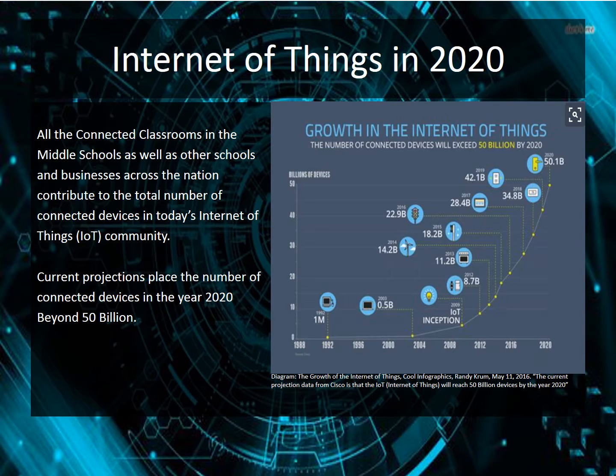All the connected classrooms in the middle schools, as well as other schools and businesses across the nation, contribute to the total number of connected devices in today's Internet of Things community. But IoT reaches beyond education into every aspect of our lives. Current projections place the number of connected devices in the year 2020 beyond 50 billion.